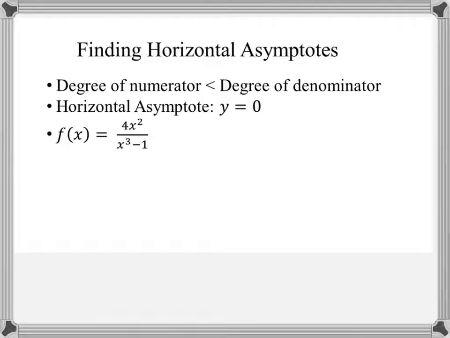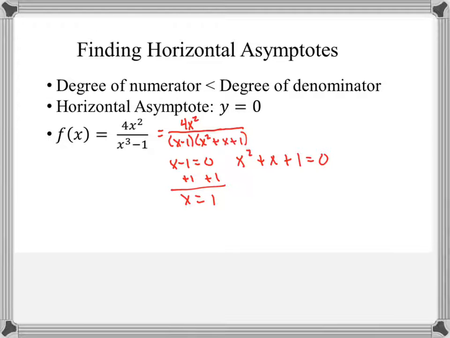If the degree of the numerator is less than the degree of the denominator, then the horizontal asymptote will always be y equals 0. So for example, let's look at our function f of x equals 4x squared over x cubed minus 1. Let's start by factoring the denominator. This is a difference of cubes, so it factors to x minus 1 times x squared plus x plus 1.